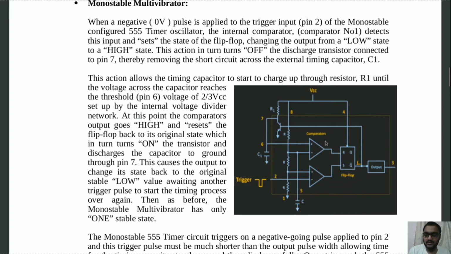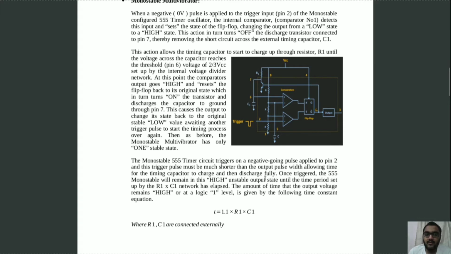This causes the upper comparator state to change from 0 to 1. Now as 1 is given to the R of the RS flip-flop, this resets the output to 0. Now as the output is 0, the value of this Q bar is 1, and because of which this transistor will act as a closed circuit. Now as the transistor is a closed circuit, this capacitor C1 discharges through it and again its value becomes 0. So the time period for which the output pulse remains high is given by 1.1 R1 C1.